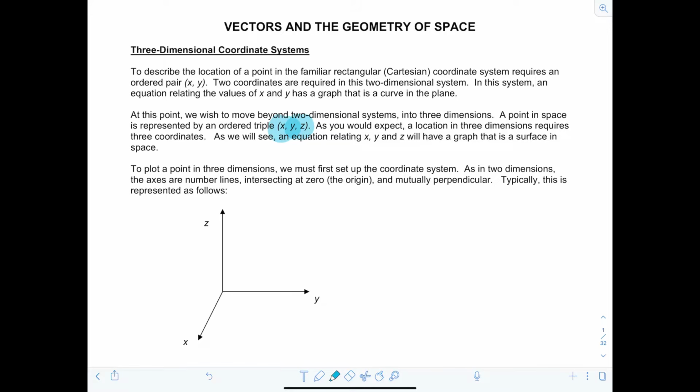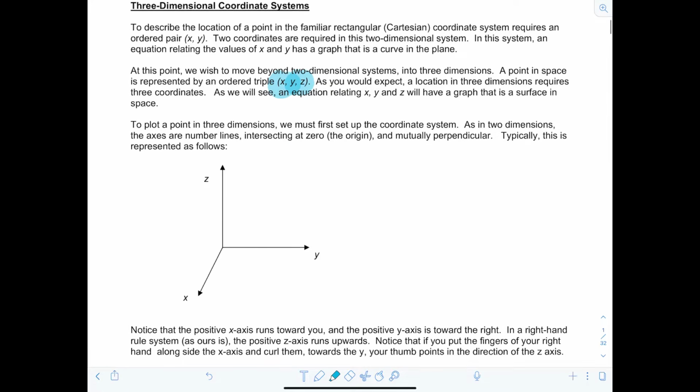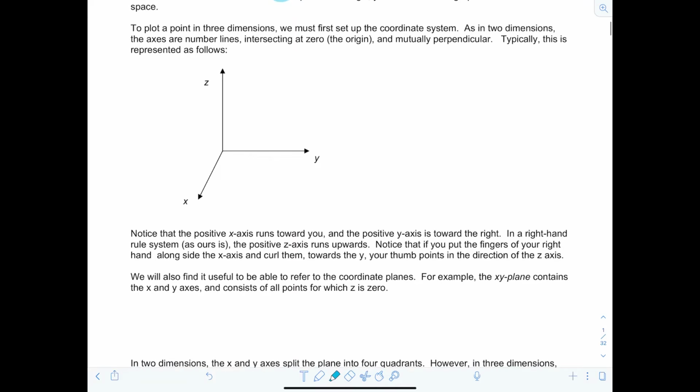Now, when you're plotting a point in 3 dimensions, you have to first set up the coordinate system. Just like in 2 dimensions, the axes are number lines intersecting at 0, which is the origin, and they're all mutually perpendicular. So typically it's represented as follows. Notice that the positive x-axis runs towards you and the positive y-axis is towards the right. And in a right-hand rule system, which is the one that we use, the positive z-axis runs upward.